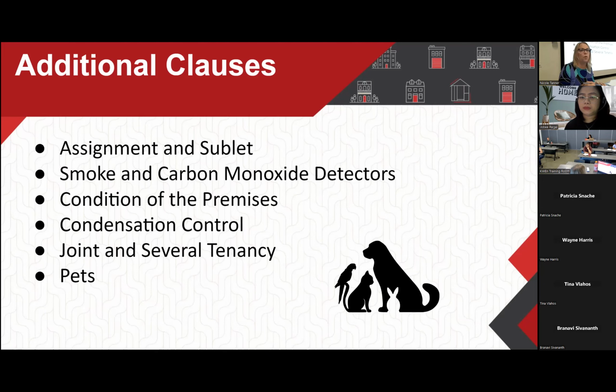Clause number 24, joint and several tenancy. This is really important. So if you've got two tenants that come into the unit and they both sign the lease, they are both responsible for that lease. If one tenant moves out and asks, I want to be taken off the lease, they can't, because it's joint and several. They are responsible. So if they have a fight with their spouse and they move out, they are still responsible for half the rent. They're still on that lease. And so that's really important to cover yourself.